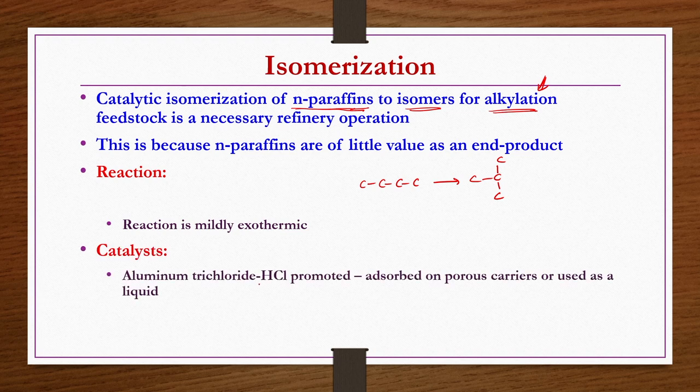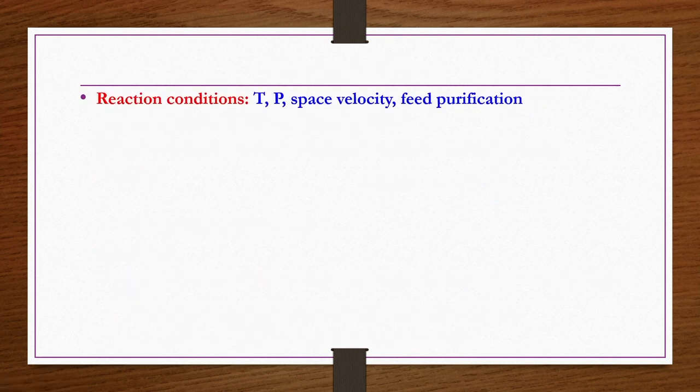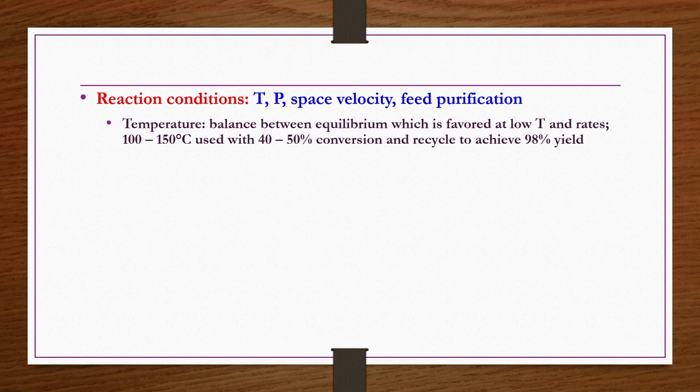The catalyst used is aluminum trichloride, HCl promoted, adsorbed on porous carriers, or used as a liquid itself without adsorption. Both vapor and liquid phase reactions are in commercial practice for isomerization. Catalyst life is only 0.3 to 1.5 tons of isomer per kg of catalyst. Reaction conditions, in addition to the temperature, pressure and space velocity, feed purification is also very much essential in isomerization. Temperature should be decided based on the balance between equilibrium, which is favored at low temperature, and rates. So 100 to 150 degrees centigrade is used in general with 40 to 50% conversion. If you do the recycling, you can get a 98% yield as well.